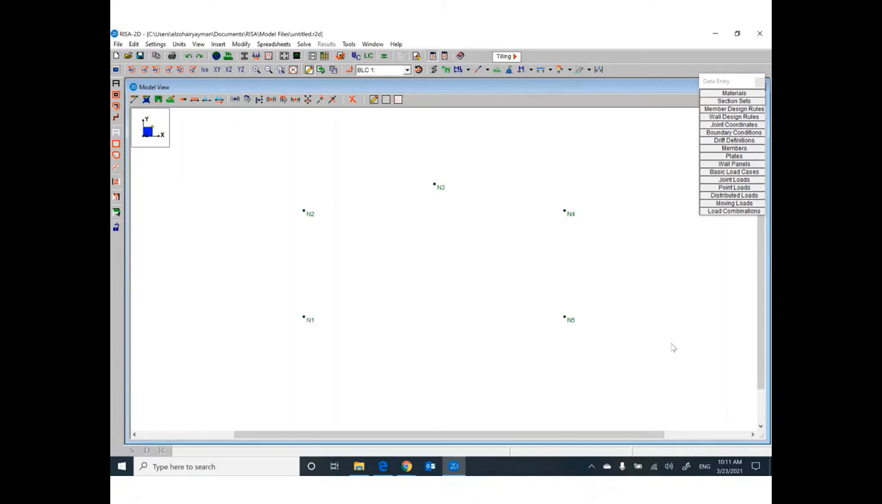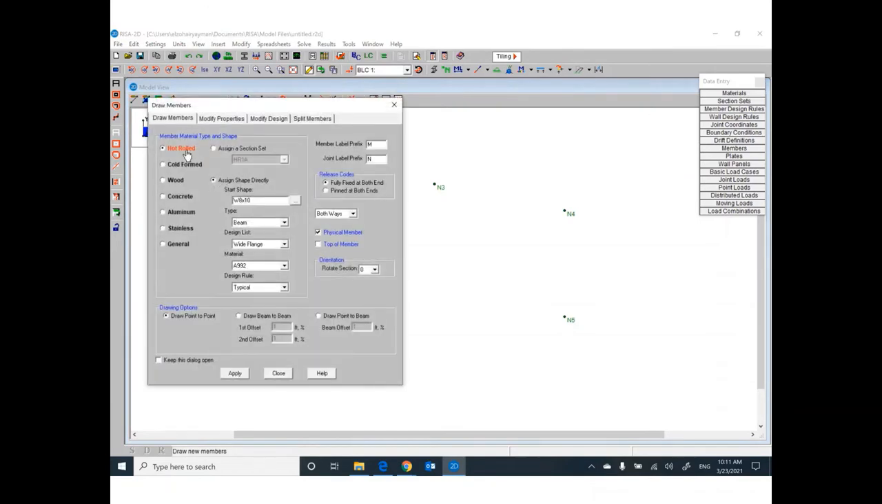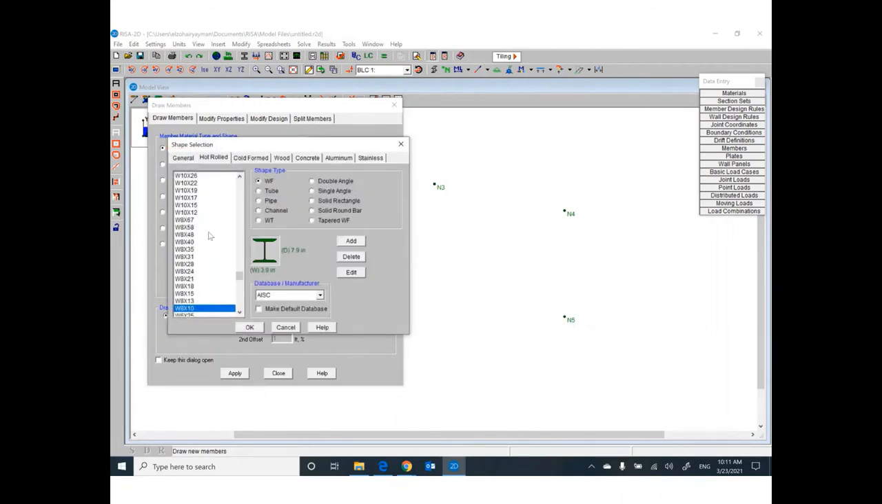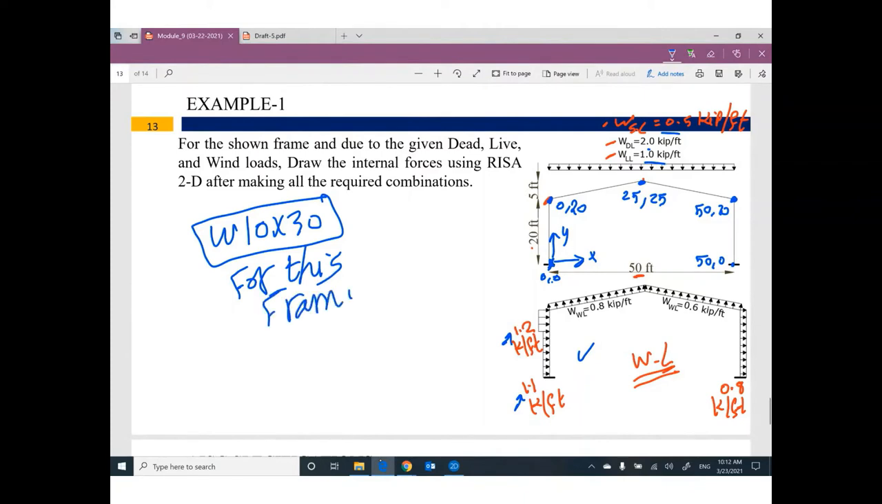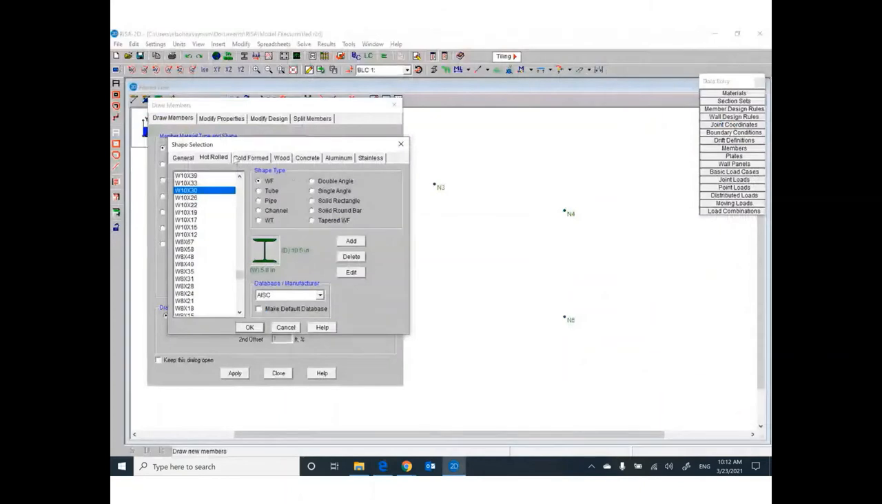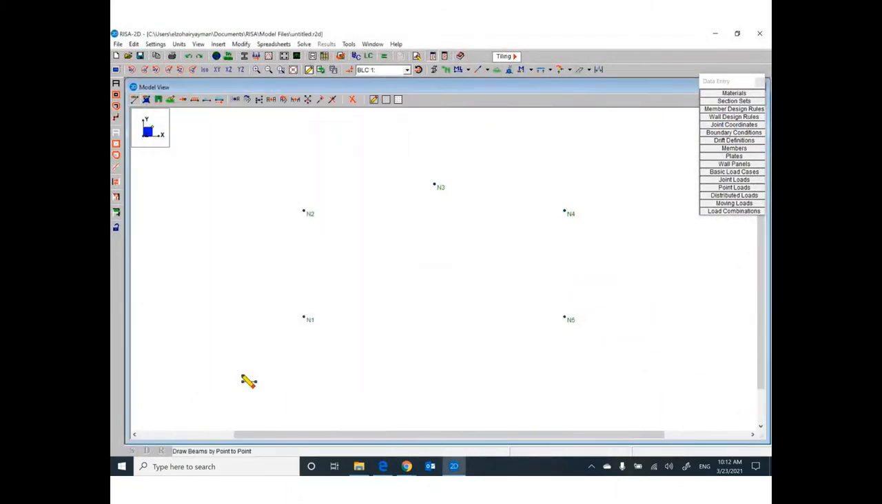Does that make sense? So insert members, hot rolled steel section. Probably we can assume your cross section is W10 times 30. Let's start with this one and see if it's safe or not safe. But keep in mind, I assumed W10 times 30 for this frame. Let's see, 10 times 30. Okay, apply. And then I will go ahead and draw the frame. That makes sense.